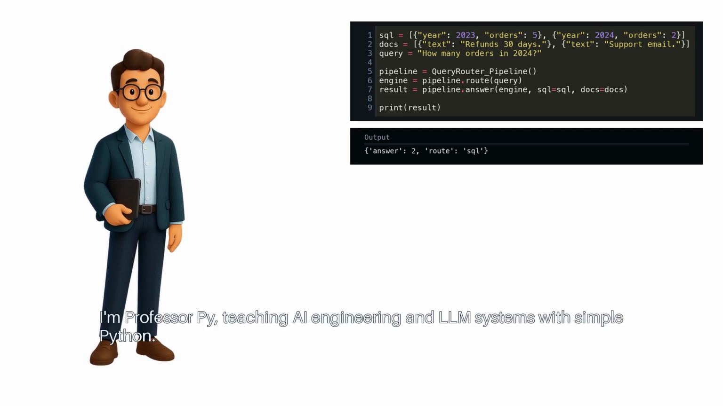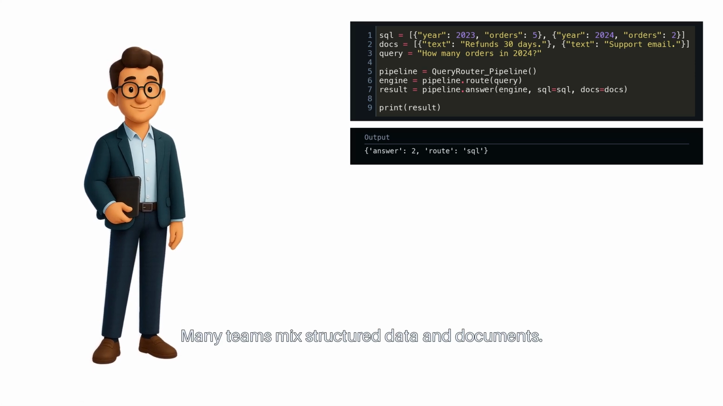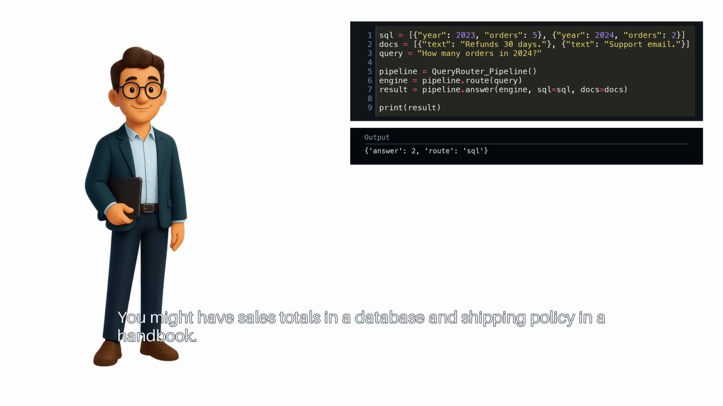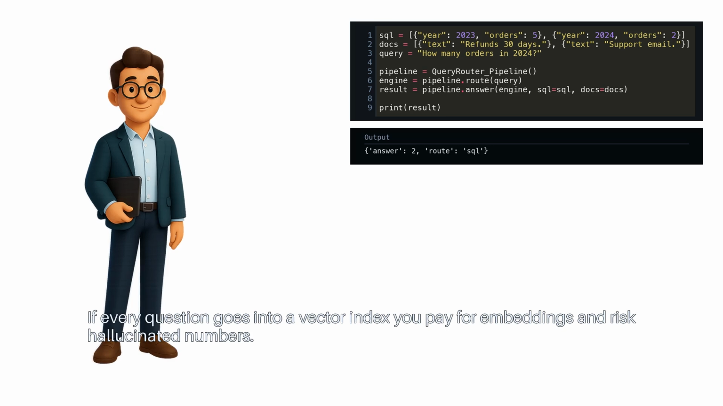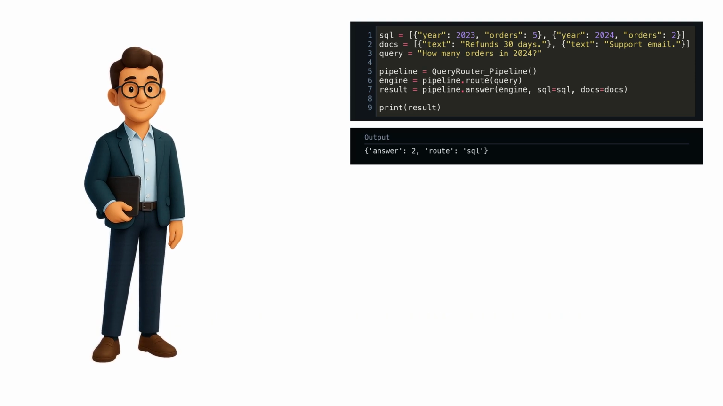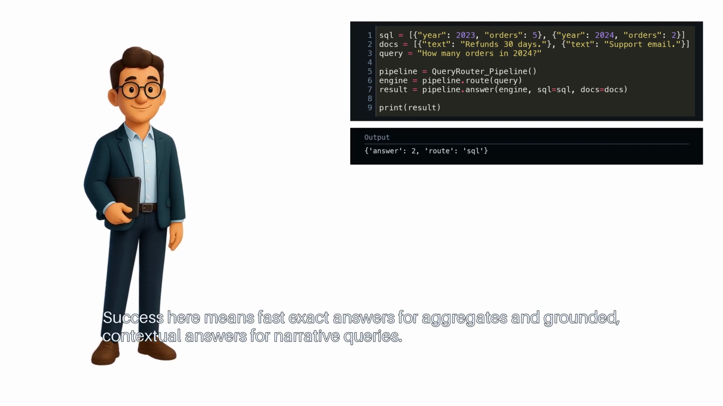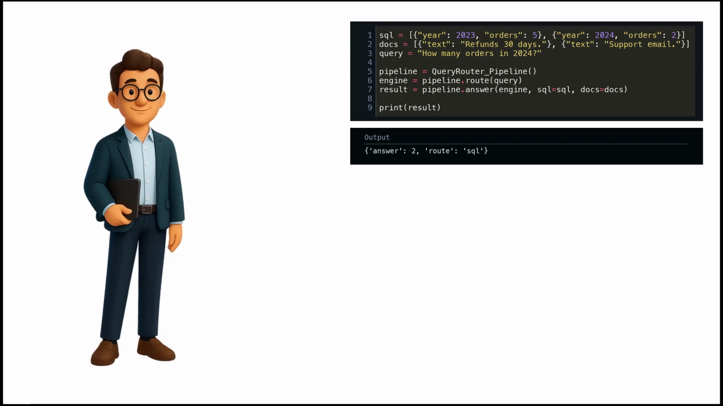I'm Professor Pi, teaching AI engineering and LLM systems with simple Python. Many teams mix structured data and documents. You might have sales totals in a database and shipping policy in a handbook. If every question goes into a vector index, you pay for embeddings and risk hallucinated numbers. Success here means fast, exact answers for aggregates and grounded, contextual answers for narrative queries. Query routing gives you that split decision in one assistant.